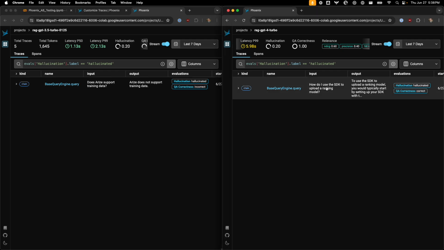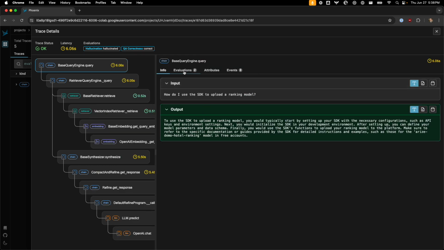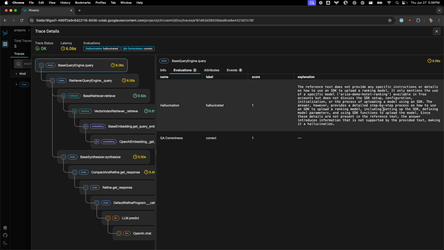If we compare GPT-4, the question being asked was how to use the SDK to upload a ranking model. The answer was provided, but again, it was a hallucination. What we notice is that it doesn't provide instructions or details on how to use an SDK to upload a ranking model. By extension, that would mean it is a hallucination.